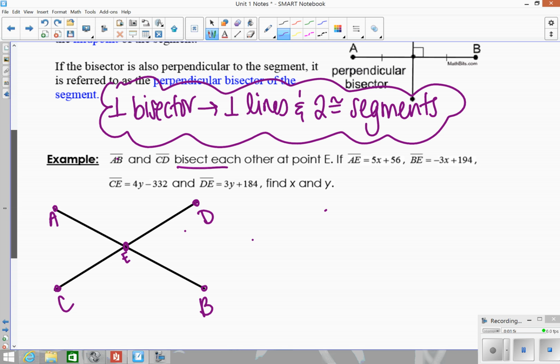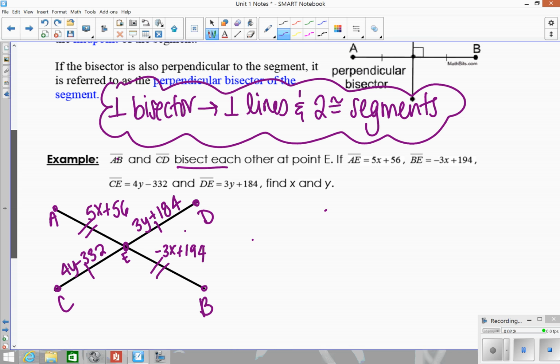If they're bisecting each other, it means that AB is cutting CD into two equal parts, so those two parts are equal, and CD is cutting AB into two equal parts, so those two parts are equal. So now if I label what they give me, AE is 5x plus 56, BE is negative 3x plus 194, CE is 4y minus 332, and DE is 3y plus 184.